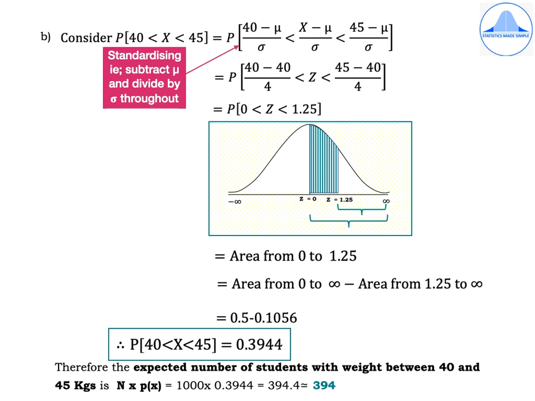Draw the standard normal curve. The center line is z equal to 0. The extremities are minus infinity and infinity. 1.25 is a positive value, so mark it on the right tail of the curve. And because z is lying between 0 and 1.25, shade only between these two values in green color. And whatever area you have shaded, write it in words, which is equal to area from 0 to 1.25.